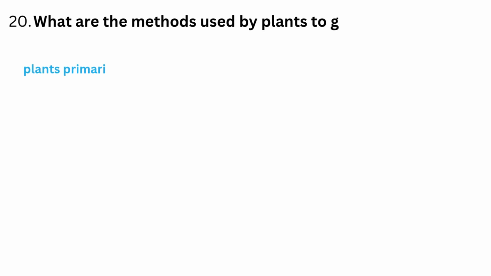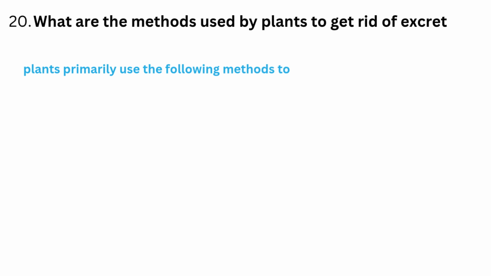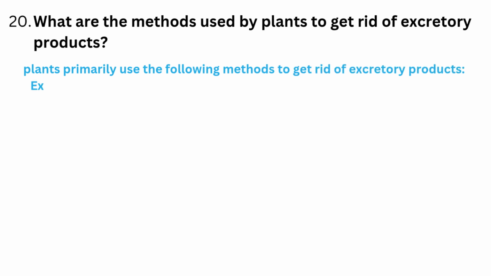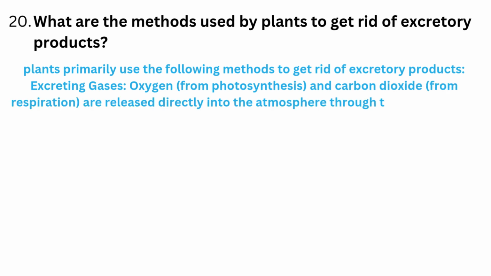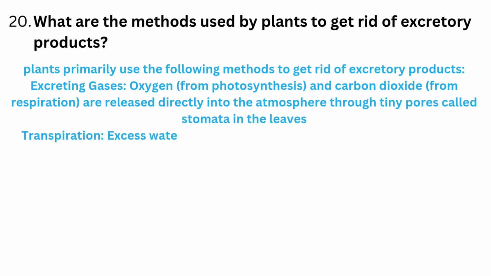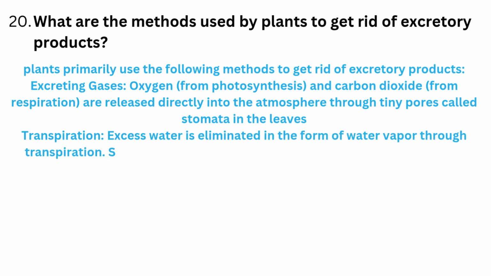What are the methods used by plants to get rid of excretory products? Plants primarily use the following methods. Excreting gases: oxygen from photosynthesis, and carbon dioxide from respiration, are released directly into the atmosphere through tiny pores called stomata in the leaves. Transpiration: excess water is eliminated in the form of water vapor through transpiration.